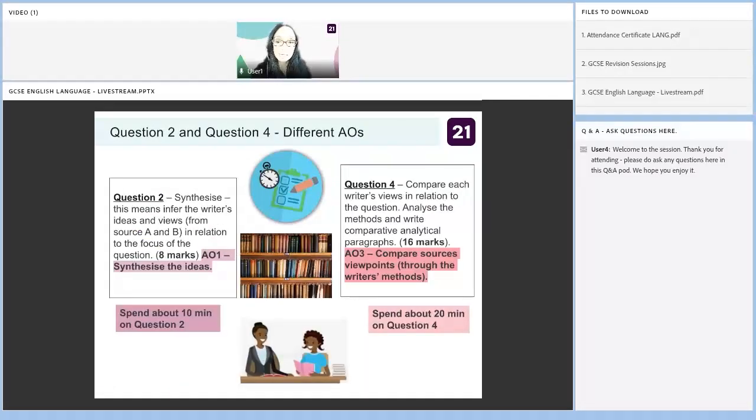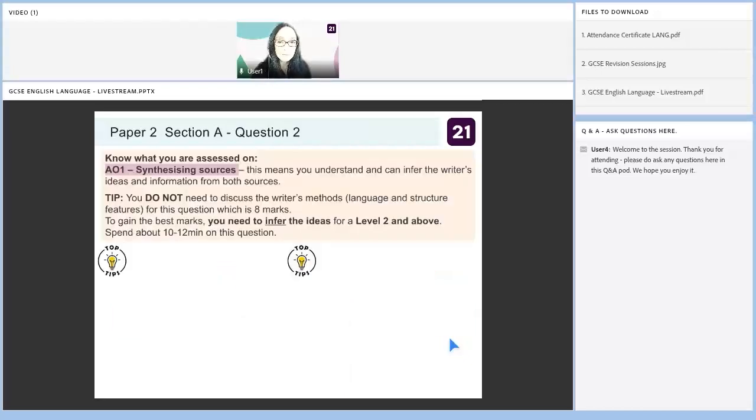So for question 2, notice it's 8 marks. This is your synthesizing skill. And as it's 8 marks, we recommend that you spend approximately 10 minutes on that question. Don't spend ages on it. You only need really 2 really good paragraphs to answer question 2. Question 4 is worth more marks. It's 16 marks, and this is where you're comparing both sources and you're looking at the writer's viewpoints through the writer's methods. And we do recommend you spend approximately longer on that one, so 20 minutes on question 4. Now let's take a look at question 2 in a bit more detail.